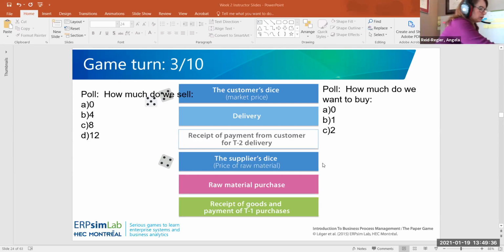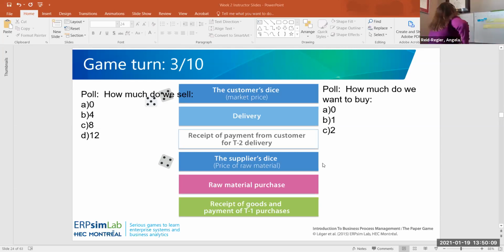And we are in turn 3. So on our supplier matrix, I am going to put that we bought 2 pieces of material. Okay, so we bought them. We don't take delivery of them yet, and we don't pay for them yet. So we bought 2 times $4. So that costs $8. So I'm going to put that. We have to make payment next time.